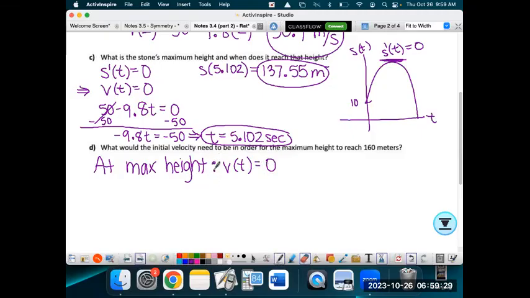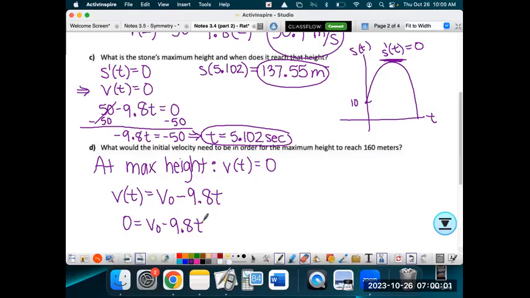So I'm going to write my velocity function, set that equal to 0. But instead of using the initial velocity, I'm going to use v sub 0 because I am trying to figure out a new one. And that was 9.8 t. So I'm going to go ahead and set my velocity equal to 0. And what this is going to do is allow me to solve for a general time and a general velocity. So I'm going to solve for time.